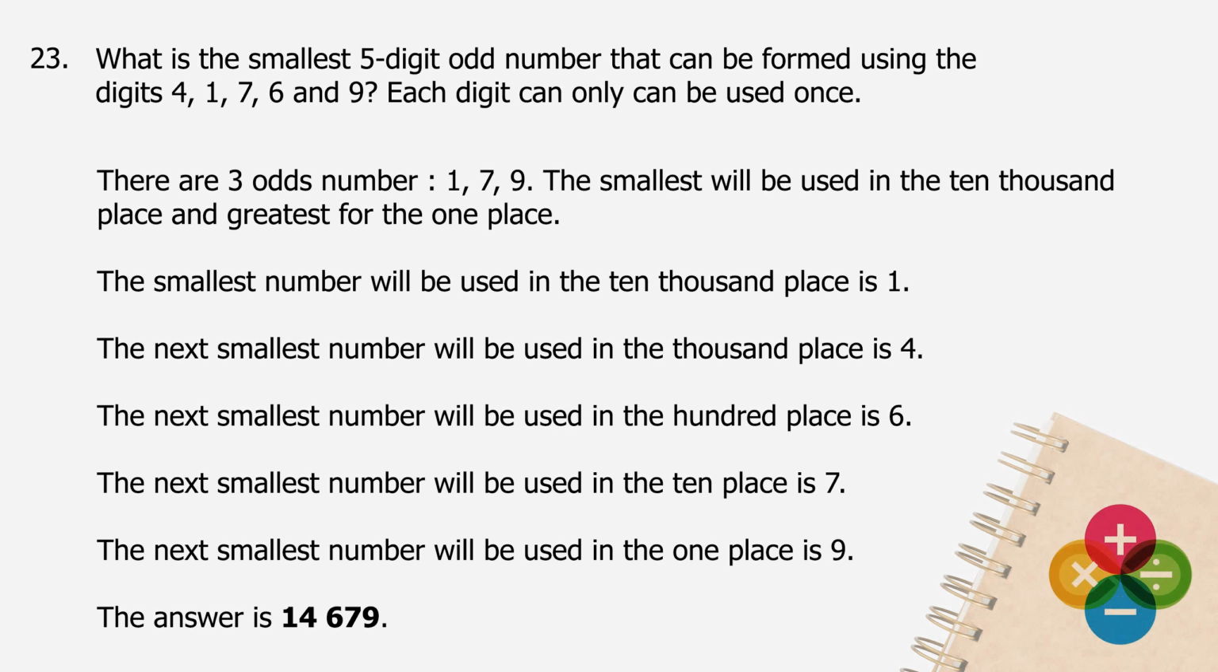There are three odd numbers: 1, 7, and 9. The smallest will be used in the 10,000 place, and the greatest for the 1 place. The smallest number used in the 10,000 place is 1. The next smallest number used in the 1,000 place is 4. The next smallest number used in the 100 place is 6. The next smallest number used in the 10 place is 7. The next smallest number used in the 1 place is 9. The answer is 14,679.